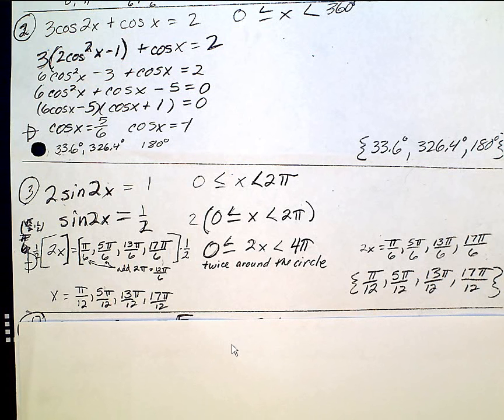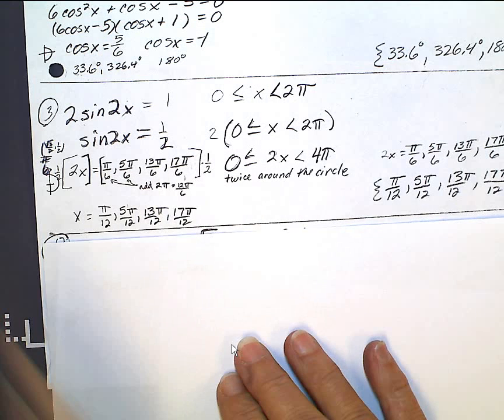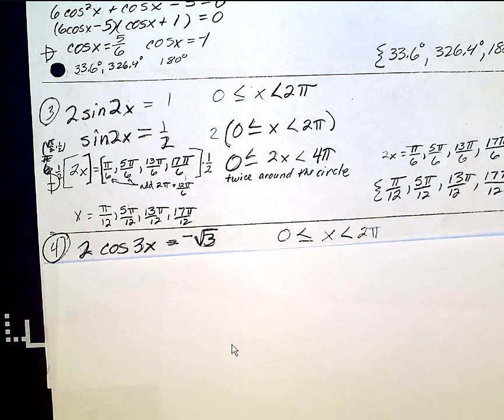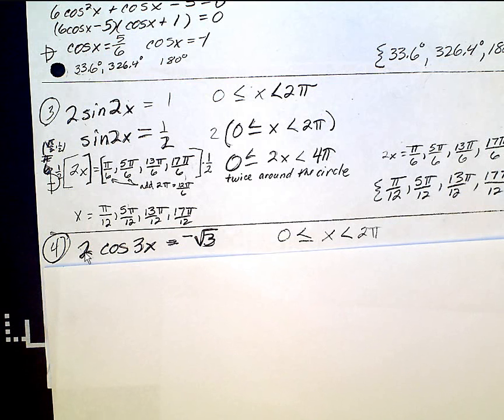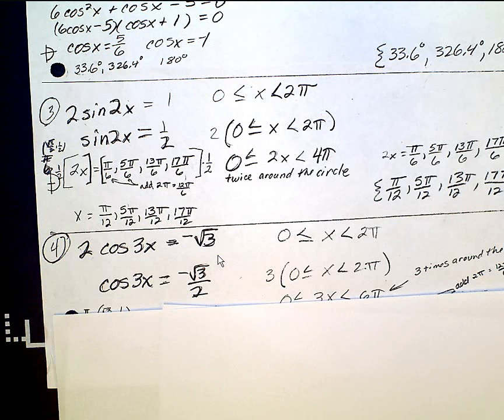I want you guys to try one. This is going to be a triple angle, and it's going to be solved in a very, very similar fashion. Only this time, I want you to solve it for a triple angle. So we're going to divide by the 2 that's sitting out front, and we're going to get where does the cosine of 3x equal radical 3 over 2.